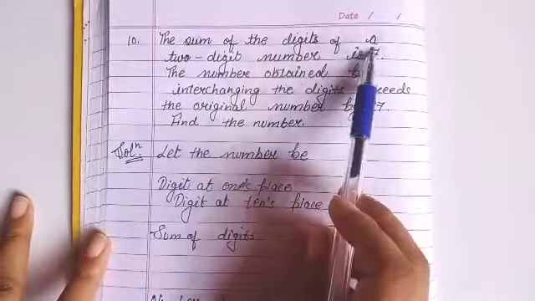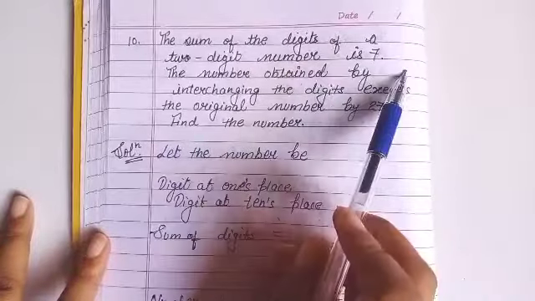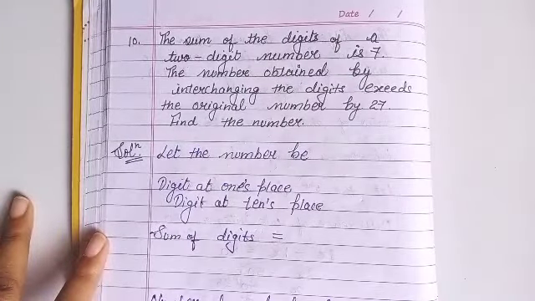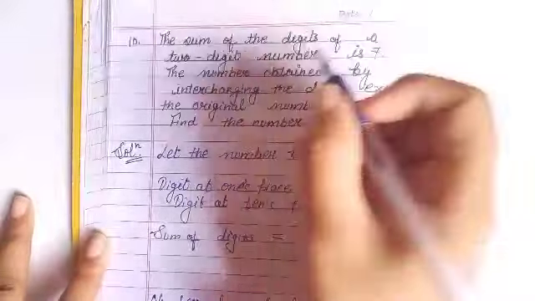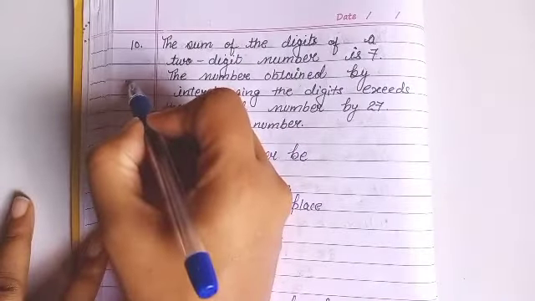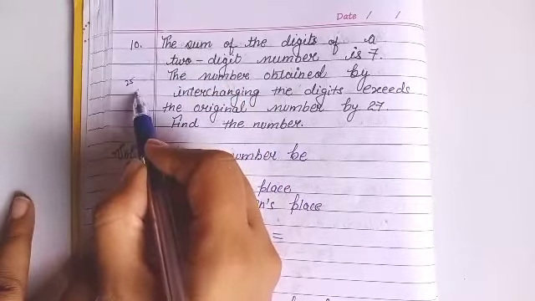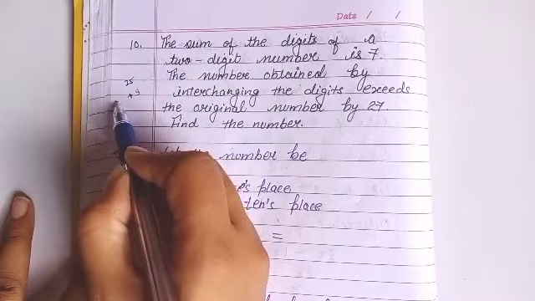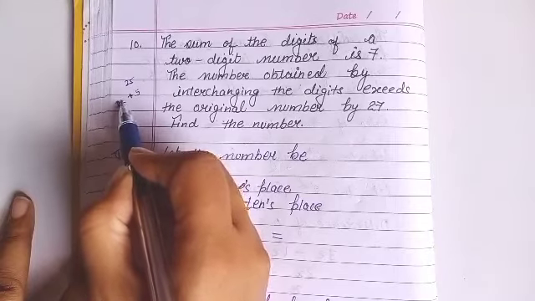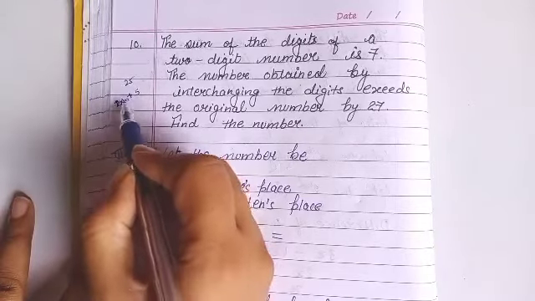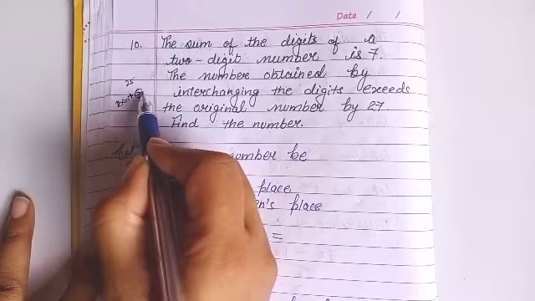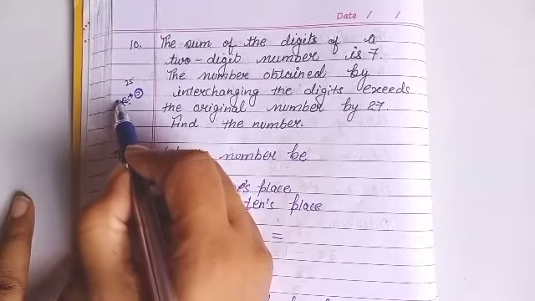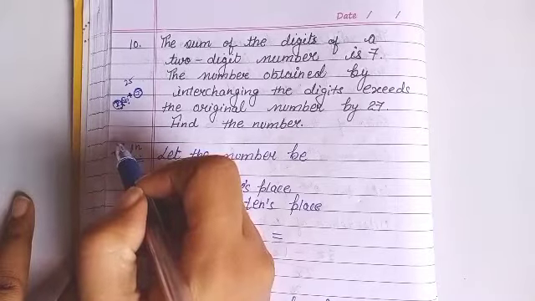Next question number 10: the sum of the digits of a 2-digit number is 7. First of all, you need to understand how we can write a two-digit number. For example, if you have 25, you can write it as 5 plus 2 into 10, right? That means the digit at the ones place plus 10 multiplied by the digit at the tens place, this is what we do.